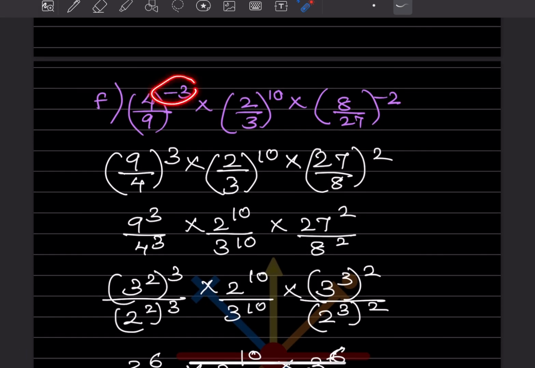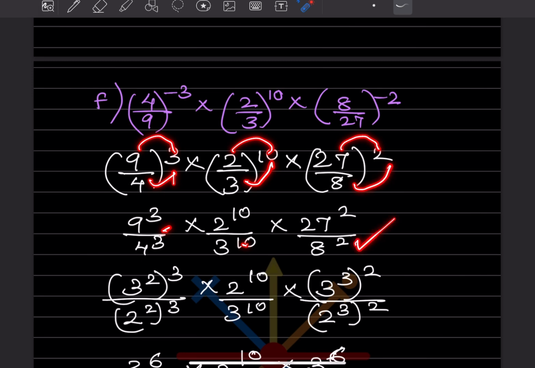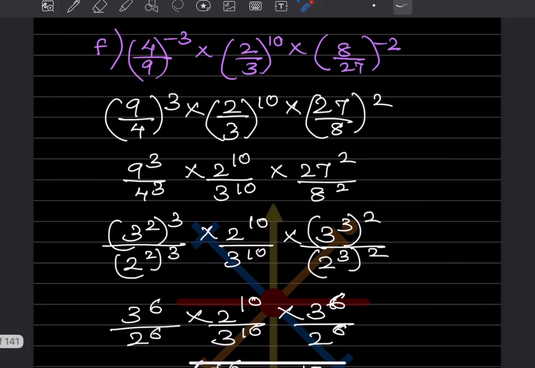Again here this is negative, so this is going to be 9 by 4 raised to 3. This is the same. This is negative, so this is going to flip over, 27 by 8 raised to 2. 9 raised to 3, 4 raised to 3, 2 raised to 10, 3 raised to 10, 27 raised to 2, 8 raised to 2. So now we can see the bases are different. So now what we can do is further simplify it.